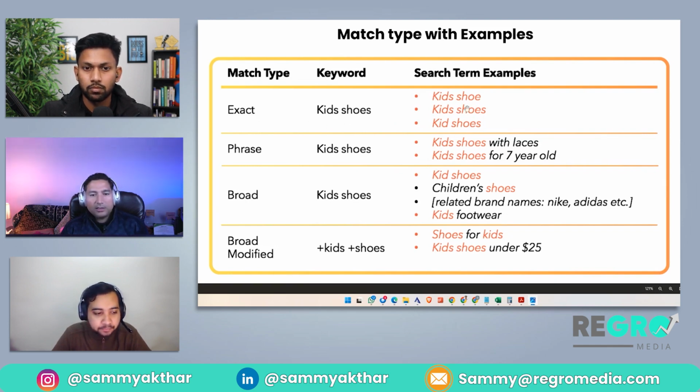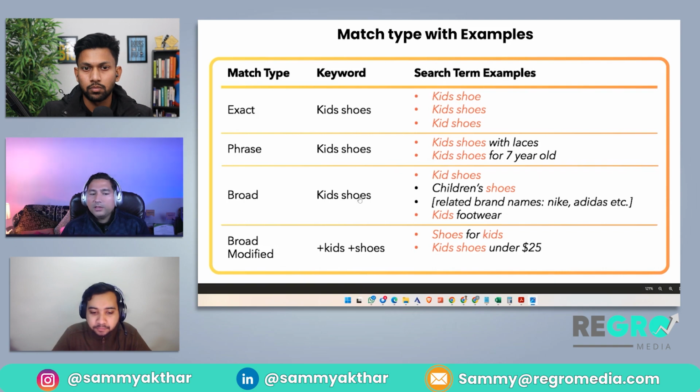So exact is very direct. We are being very direct. So Amazon is targeting that. A phrase, as we understand, has to be just in this order where we can have other different terms in front or back. So this is a customer search, something like keyword with laces will also be triggered for a phrase match keyword shoes. Now, the interesting part is between broad and broad modifier.